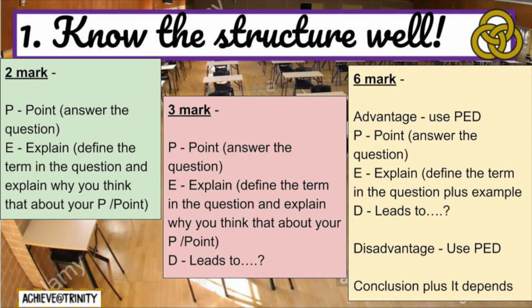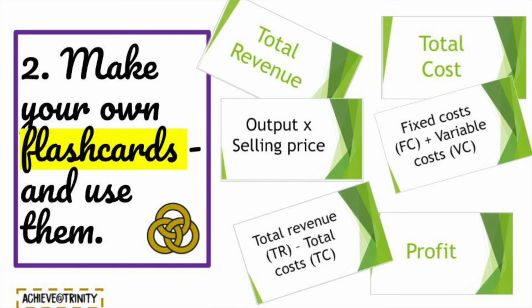2-mark answers warrant a point which answers what the question is asking and then an explanation with an example. 3-mark answers warrant a PED structure, which means answering the question for the P, explaining and giving an example for the E, and then stating what it would lead to for the D, development. The 6-mark structure is an advantage and a disadvantage based on 2 PED paragraphs plus a conclusion with an "it depends" contained in it.